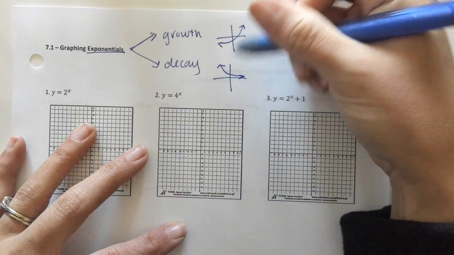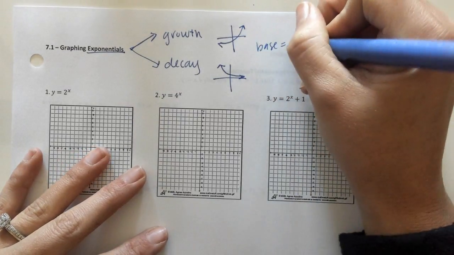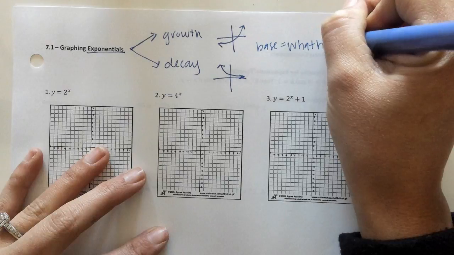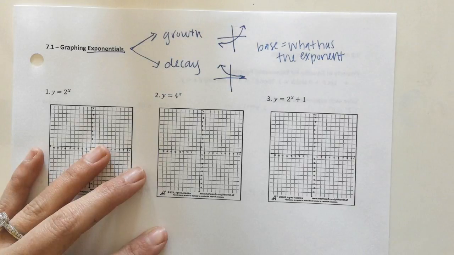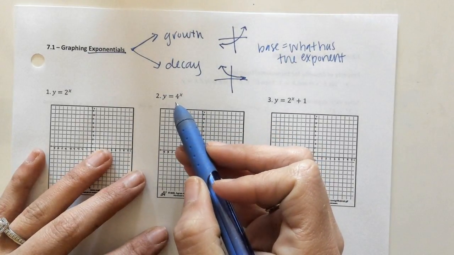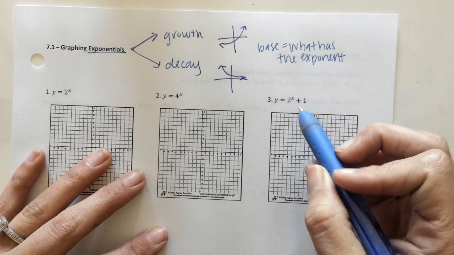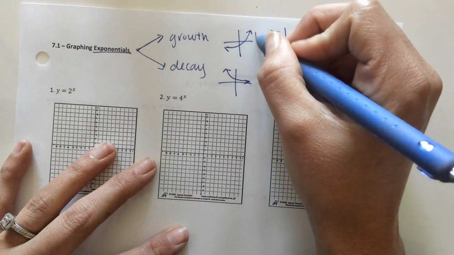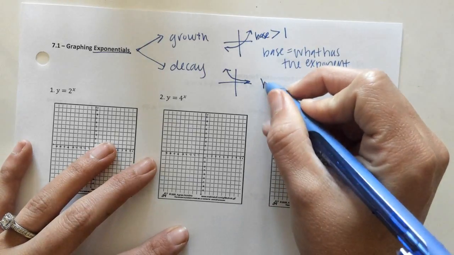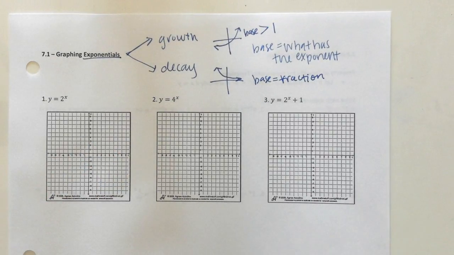Now what makes something change directions like growth or decay? That has to do with your base. Now a base is what has the exponent. So for example, in number 2, what's the base? 4. What's the base on number 3? 2. Good. It's with the exponent. So if the base is greater than 1, it's a growth. And if the base is a fraction, it's decay. Again, if the base is greater than 1, it's growth. If it's a fraction, it's decay.